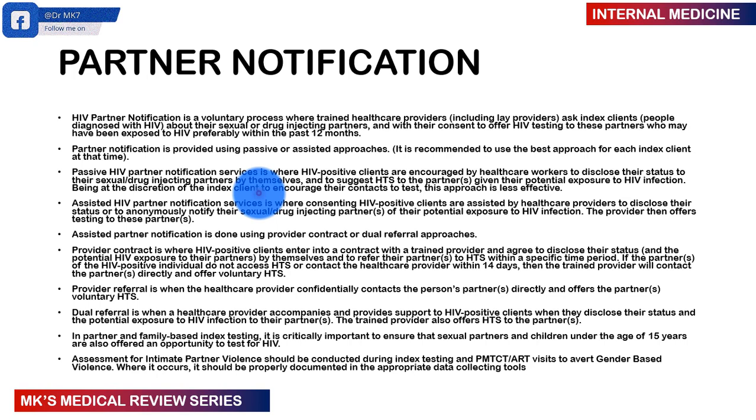Then, with assisted HIV partner notification, the HIV positive patient consents, and then, with the assistance of the healthcare provider, they disclose the status to the other patient. It may be done where the partner knows who it is, or it may be anonymous, where they just say, you have been exposed to HIV, and we can't tell you who exposed you, but you need a test. The assisted partner notification is done by the service provider, and this is a much more effective way of doing things.